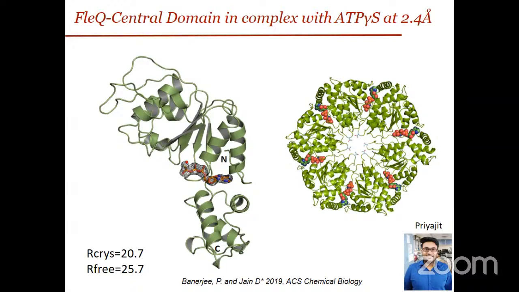The two subdomains are joined together by loops, and at this junction is the ATP binding site. Additionally, we saw that this protein organizes as a hexamer such that each monomer is bound to one molecule of ATP. So this is the organization in the crystals that we observed for this protein.